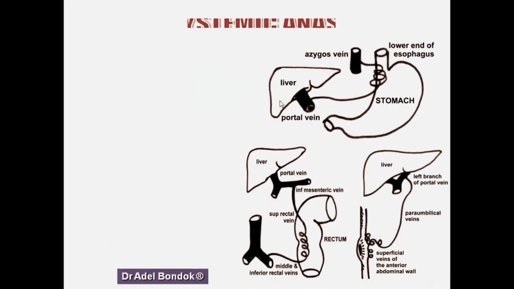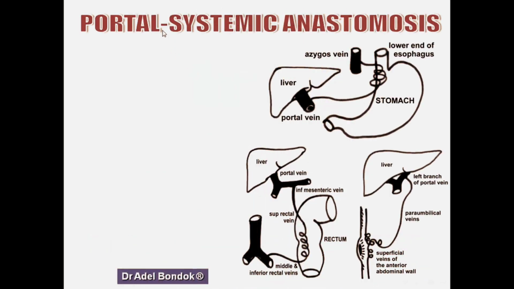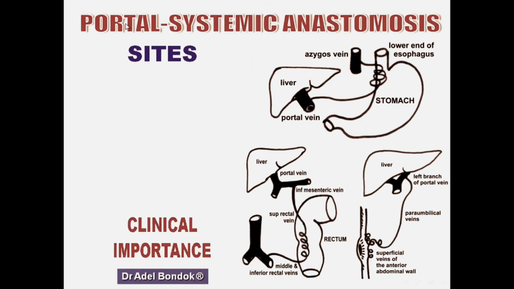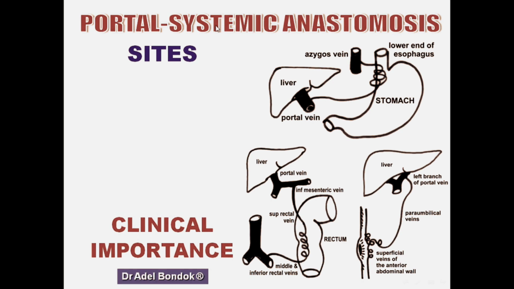This is a very important topic. Anastomosis between the portal venous system and systemic venous system. Portal systemic anastomosis. We have six sites. The three main sites are the lower end of the esophagus. At the lower end of the esophagus, between esophageal branches of the left gastric vein and esophageal branches of the azygous vein.